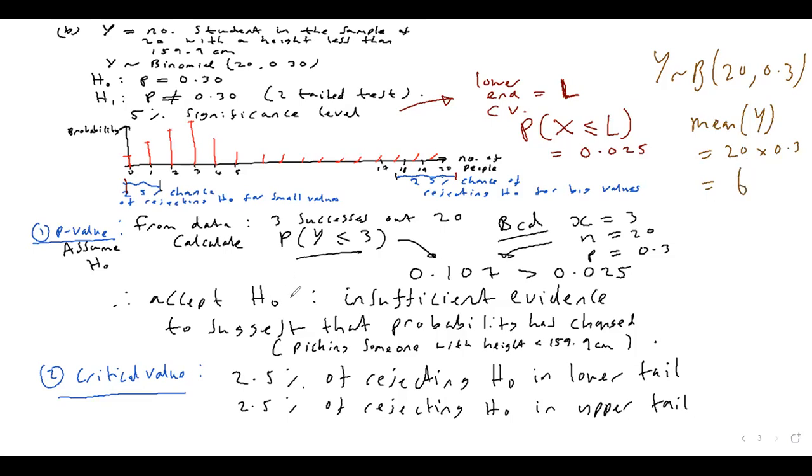So because we got 3 successes, which is less than the mean of this distribution, we're only really worried about the lower end of the distribution, which is why we picked the less than sign there. That's why we're looking at the lower end of our distribution rather than the upper end. Now, we've got this 2.5% chance of rejecting H0 on the lower tail. We're only interested in the lower tail because we only got 3 successes, which is less than the mean. So if you get a number of successes less than the mean, focus on your lower tail. If you get a number of successes bigger than the mean, then instead you want to focus on the upper tail.